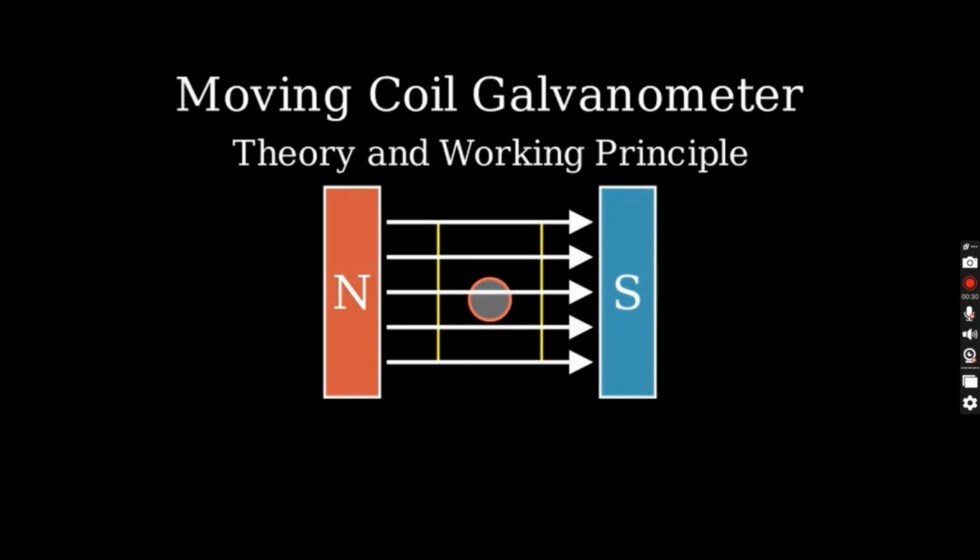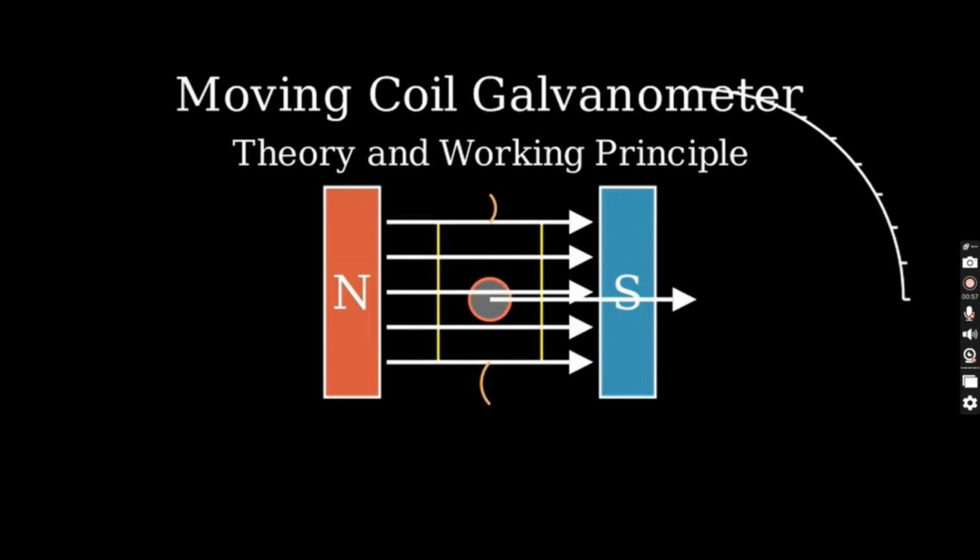The coil is suspended using phosphor-bronze hairsprings. These springs serve two important purposes. First, they conduct current to and from the coil, and second, they provide a restoring torque when the coil rotates. A lightweight aluminum pointer is attached to the coil. As the coil rotates, this pointer moves across a calibrated scale, allowing us to measure the current.